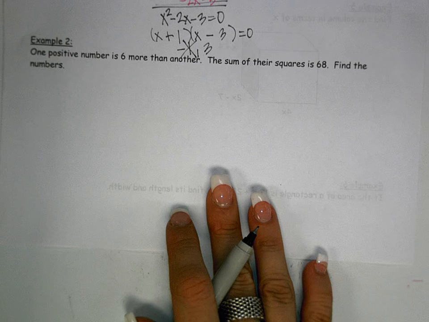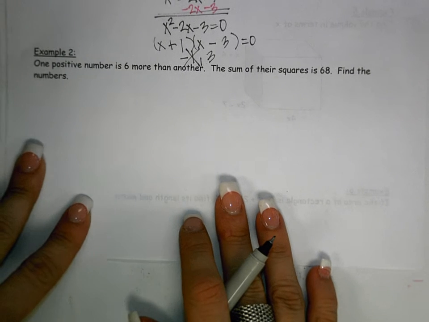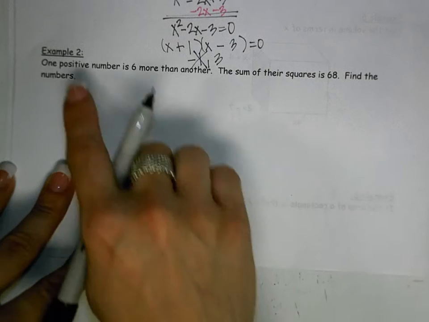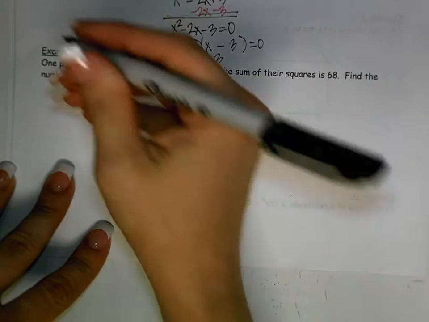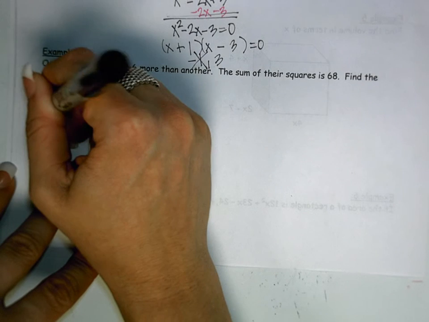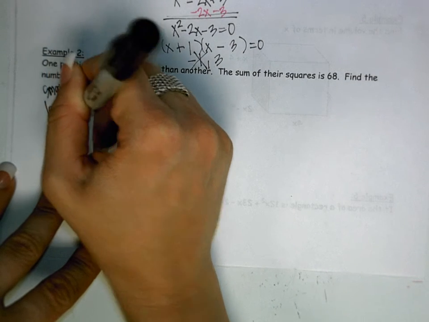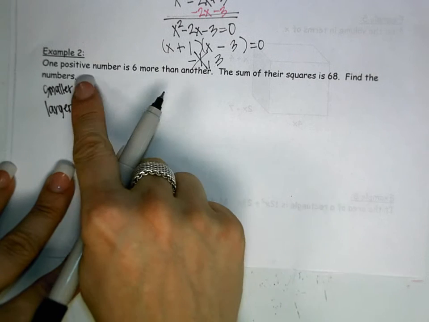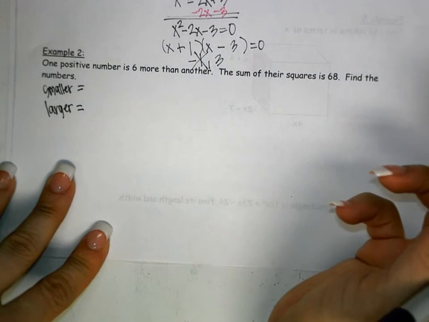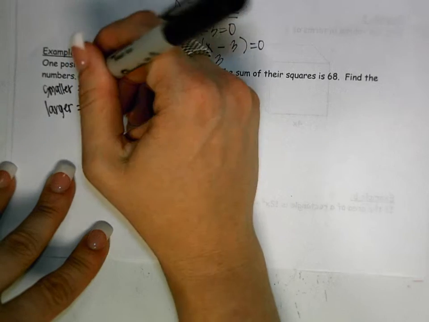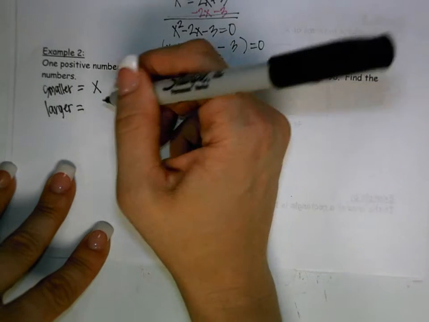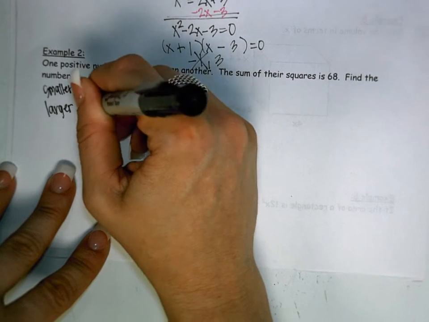Okay, the next one. One positive number is 6 more than another. So one number and I have another. So we're just going to go smaller and larger. One positive number is 6 more than another. So that means your smaller number is equal to what? x. What's your larger number? 6 more than, so you can write 6 plus x or x plus 6, same thing because they're both positive.